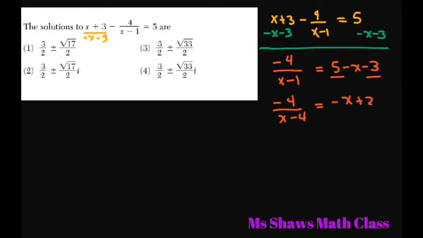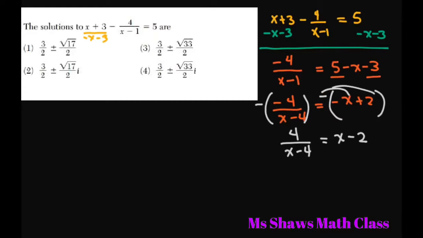those two. Now, to make this a little easier, I'm going to negate both of these. I don't like to deal with the negatives, so just negate everything, and you're going to get 4 divided by x minus 4 equals x minus 2. So you just distribute there.